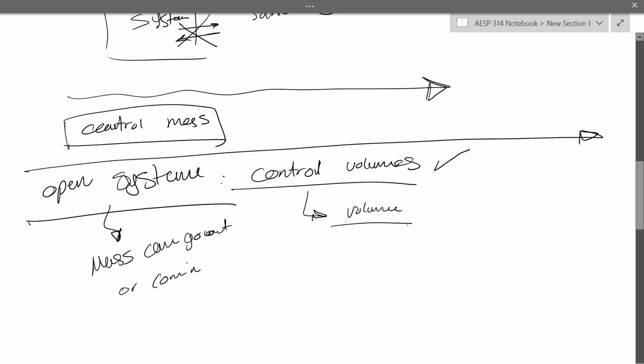But we have mass transfer going in, air is coming in, fuel is coming in, and you have combustion. There are a lot of things that are happening there. The volume itself doesn't really change from a macro perspective.